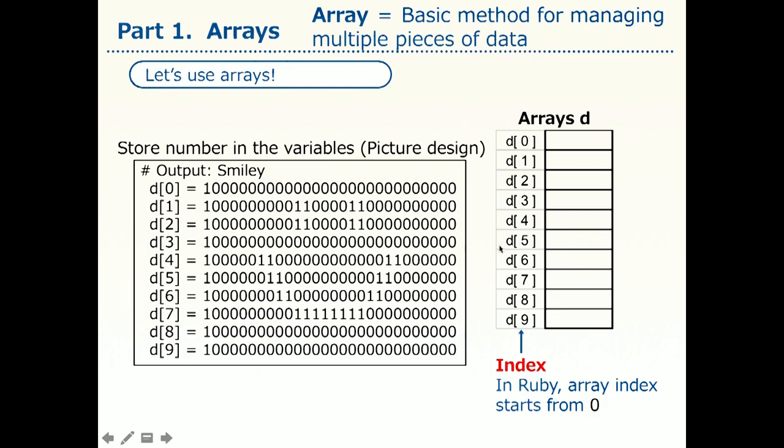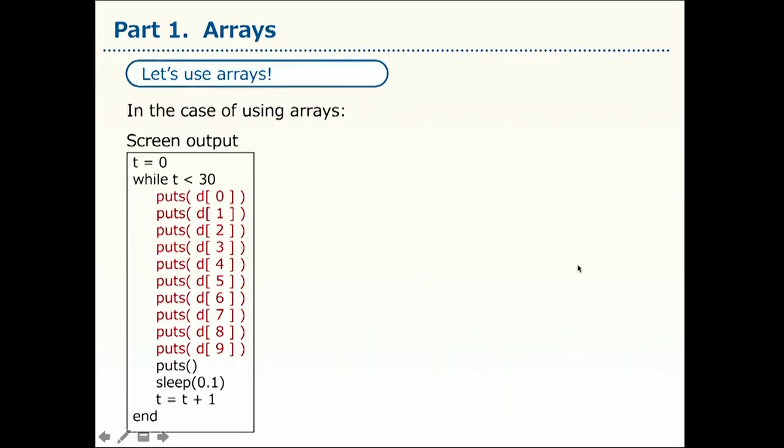Here is a way to use this array to keep 10 numbers for our picture. The program is quite similar to the previous one. We can assign a number to each box of the array D, just like we assigned a number to each variable before. Now let's take a look at how to display it on the screen after assigning numbers to this array. This is a method for outputting to the screen. This one is almost identical to the original program. For each element of the array, we write a command to output to the screen.